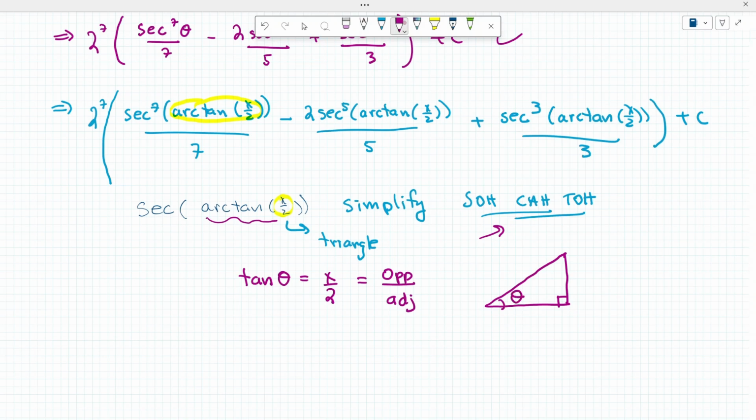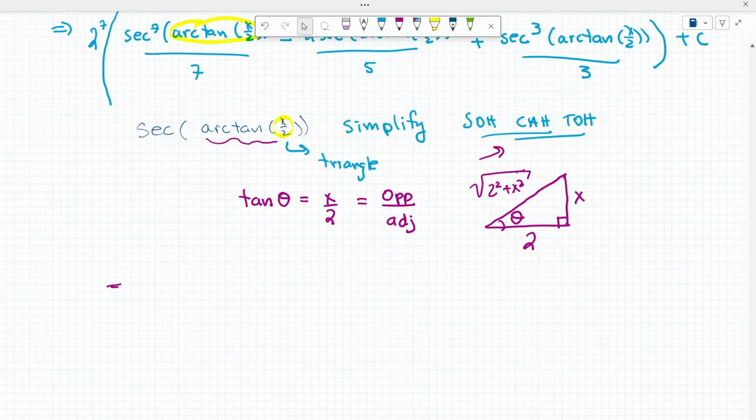So then our adjacent value here is going to be 2. Our opposite value is x. And following Pythagoras' theorem, we see that our hypotenuse of the triangle is going to be the square root of 2 squared plus x squared. Okay, so, well, how does that help us? It's actually very important. That actually means that our secant of arctan x over 2 is equal to what?